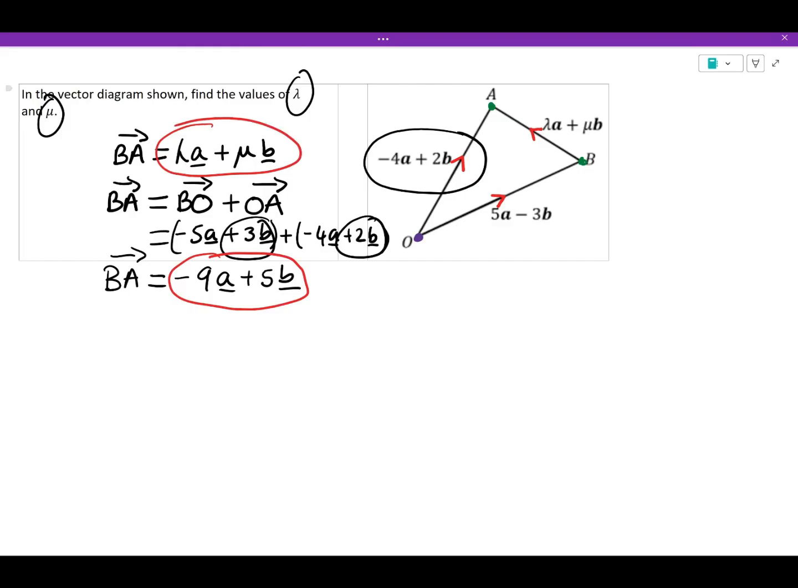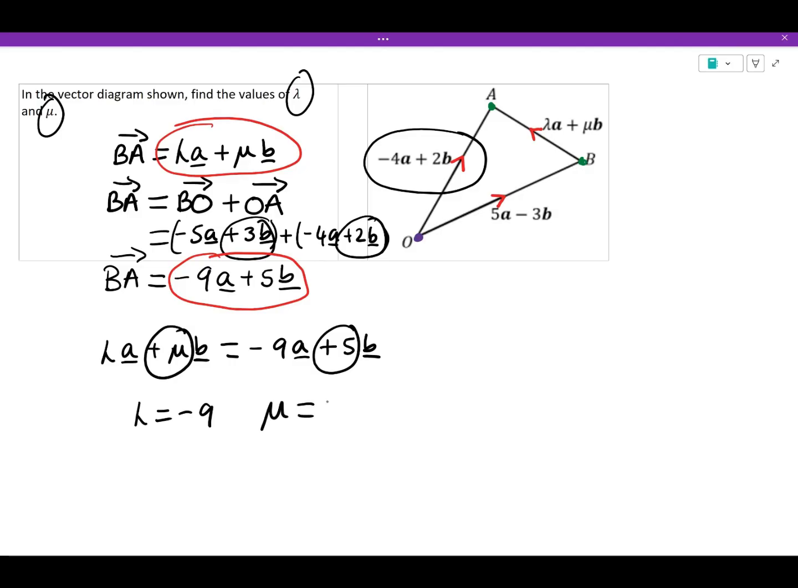So if both of these vectors are equal to B to A, they should be equal to each other. So what I can write is that the circled vector at the top, lambda A plus mu B, must be equal to the circled vector at the bottom, negative 9A plus 5B. And you can see the vectors on both sides are in the same format. Okay, we have lambda lots of A here and negative 9 lots of A here. Therefore, lambda must clearly be equal to negative 9. And then on the left-hand side, we have mu lots of B, and on the right-hand side, we have 5 lots of B. Therefore, mu must be equal to 5, like that.